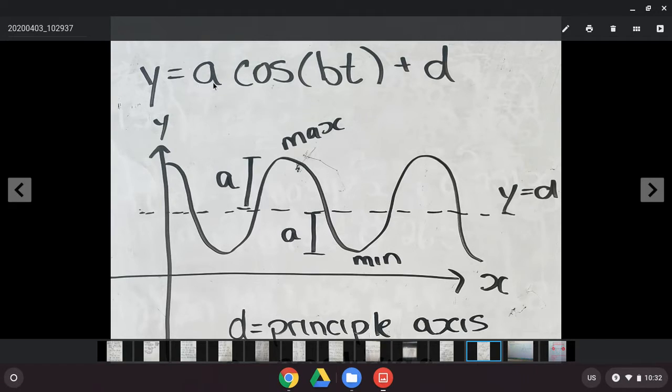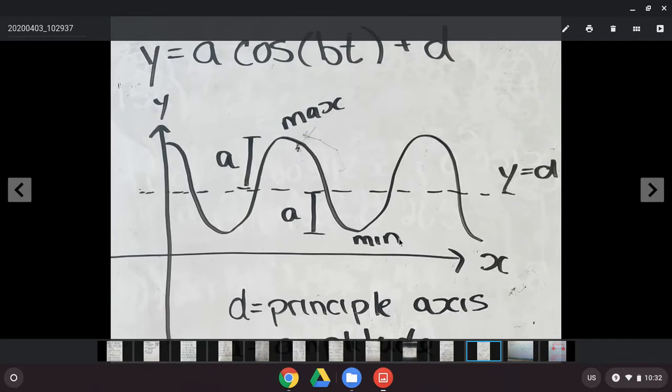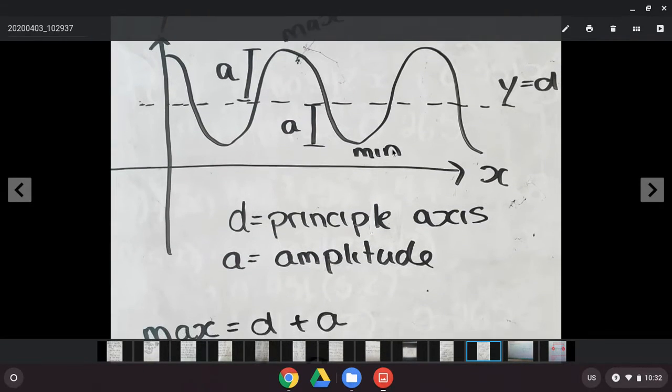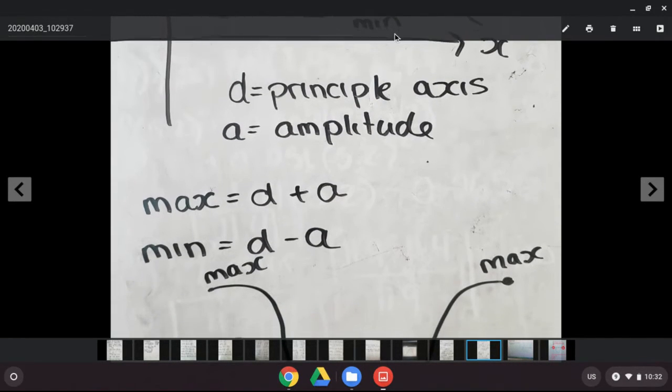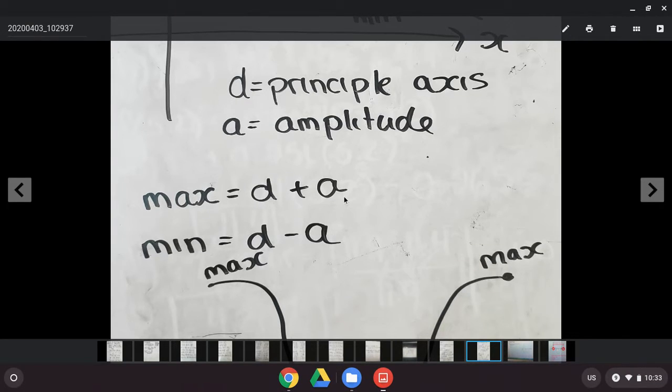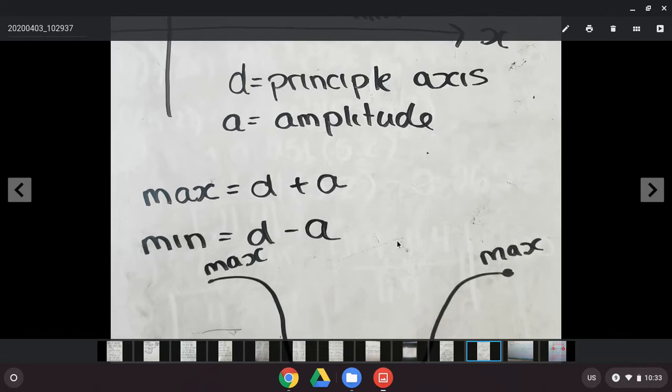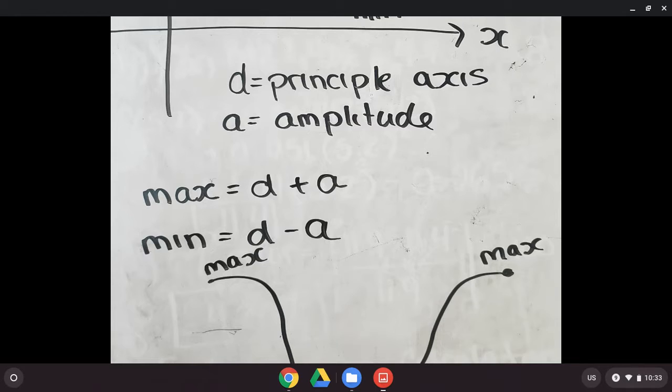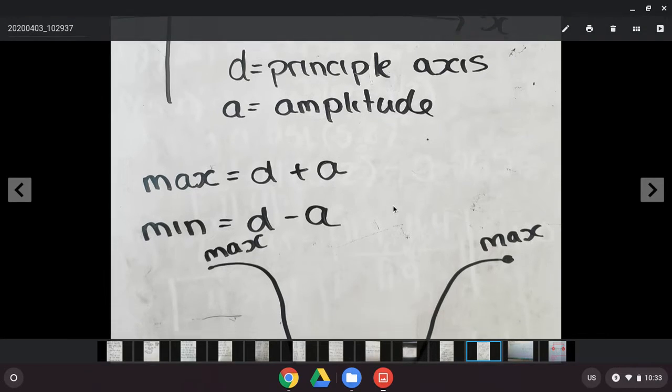Amplitude comes from this a, and it tells us how high we have to go to get from that midpoint to the max, or how far down we need to go to get from the midpoint to the min. So again, d is our principal axis, and a is our amplitude. To find the max, we start at the midpoint and add our amplitude. To find our min, it equals our midpoint, and we take away that amplitude. That will help you with part A, finding the max and min, very simple.